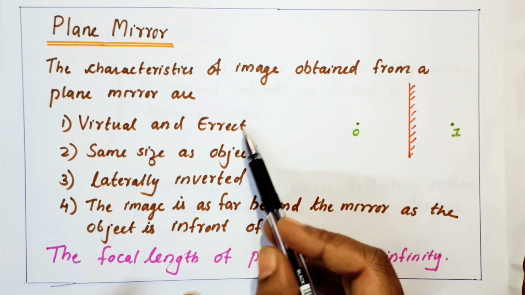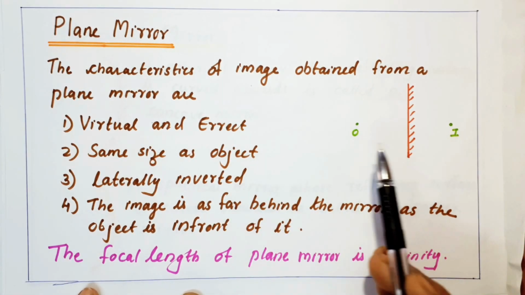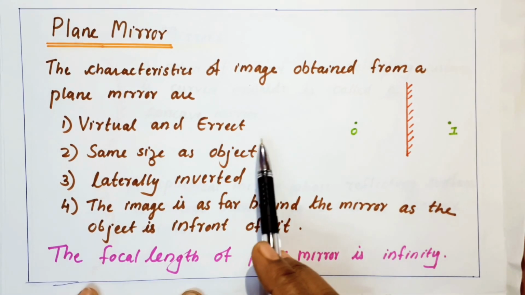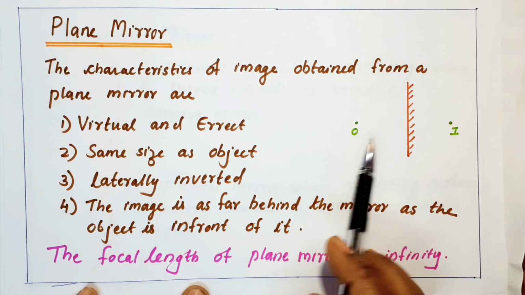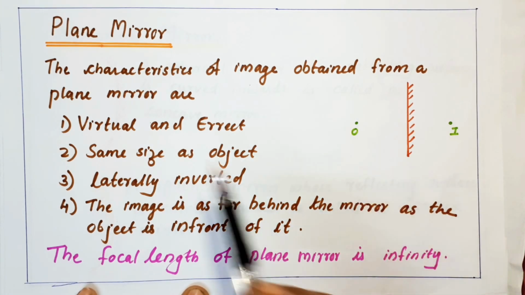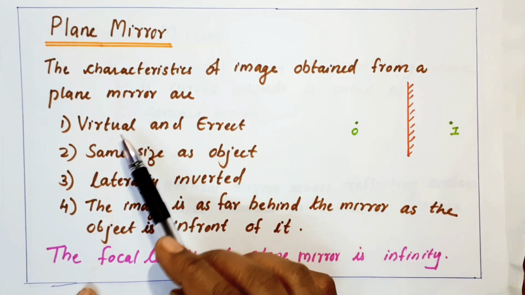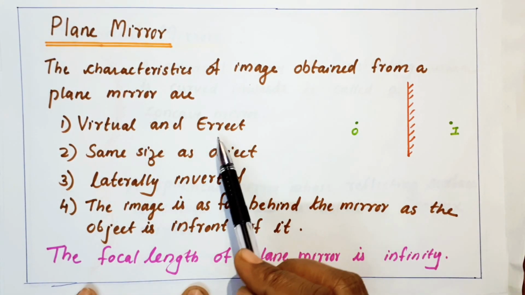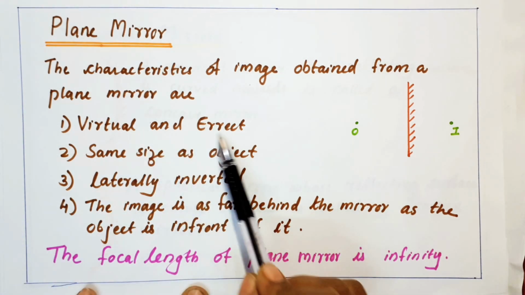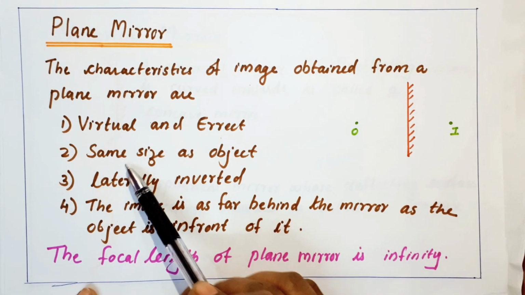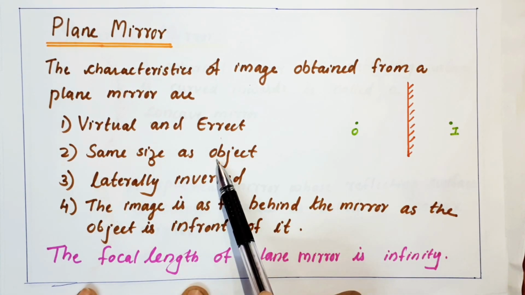I'm discussing a few terms here. All these I'll discuss in the coming videos, in the next topic. So now you just learn the nature of images of a plane mirror. The image will be virtual. In the next slide I'll explain what virtual is. Erect. Erect means the same way we are standing. Same size as the object. Image size and object size are the same.